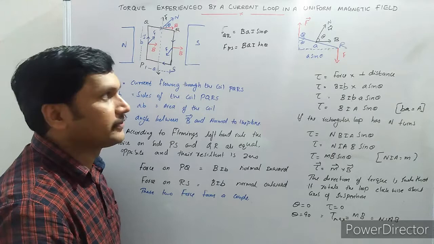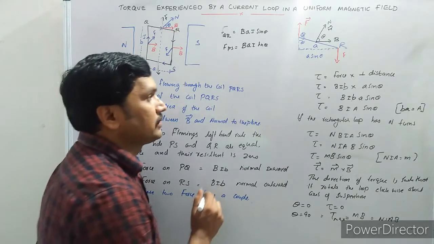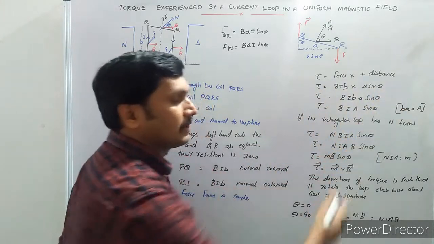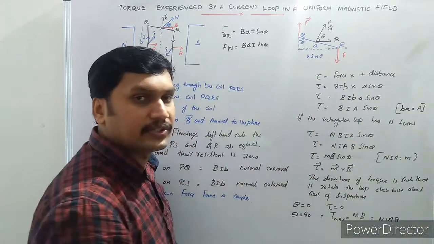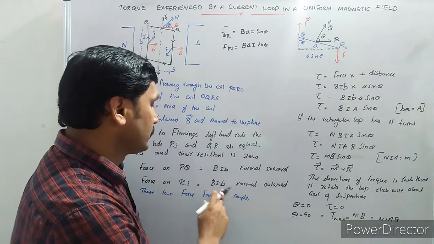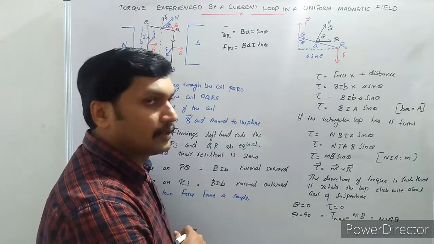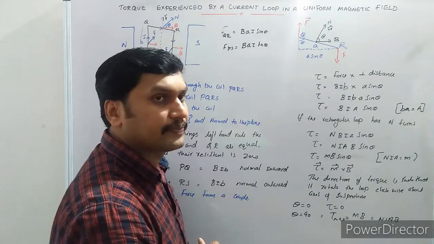Let's find the magnitude of the torque. The torque is equal to force into perpendicular distance. What is the force? Force is equal to BIb. Now we want to find the perpendicular distance.